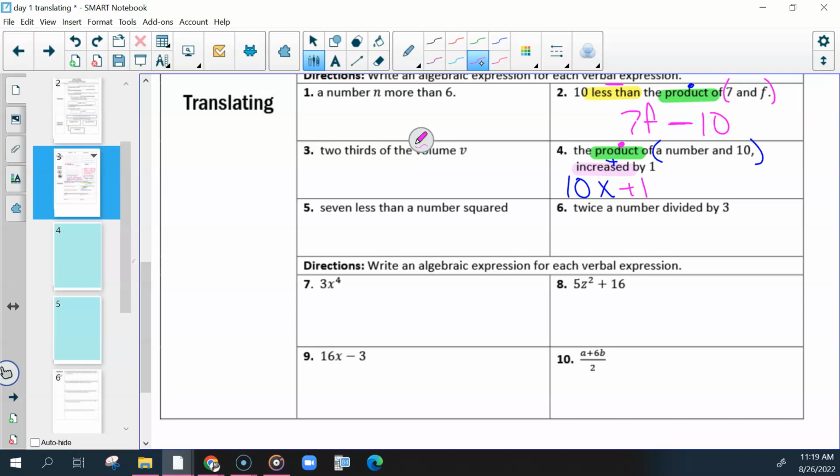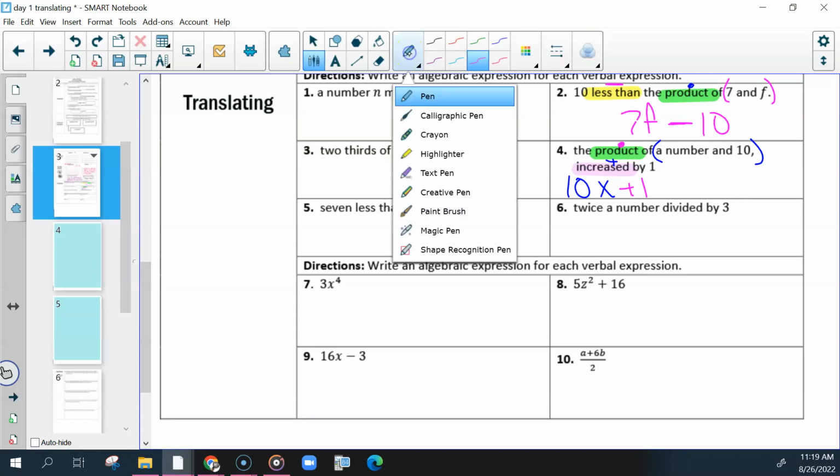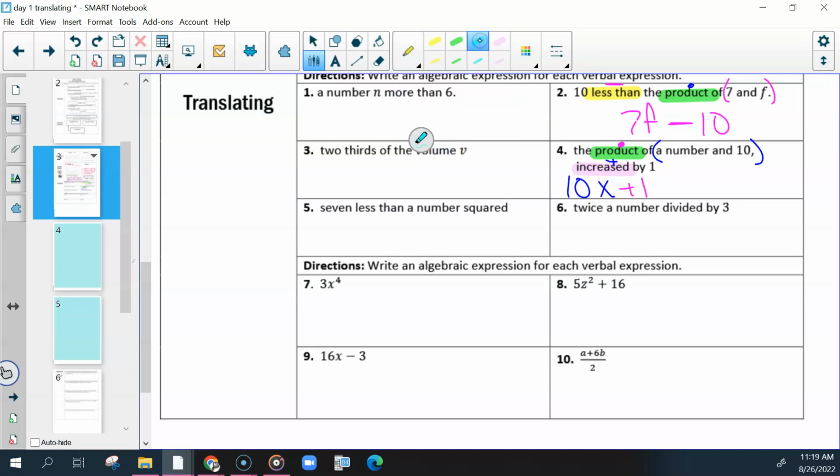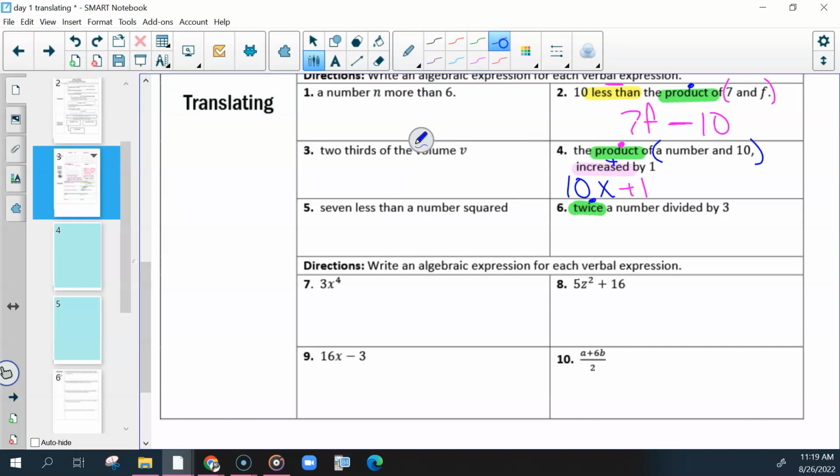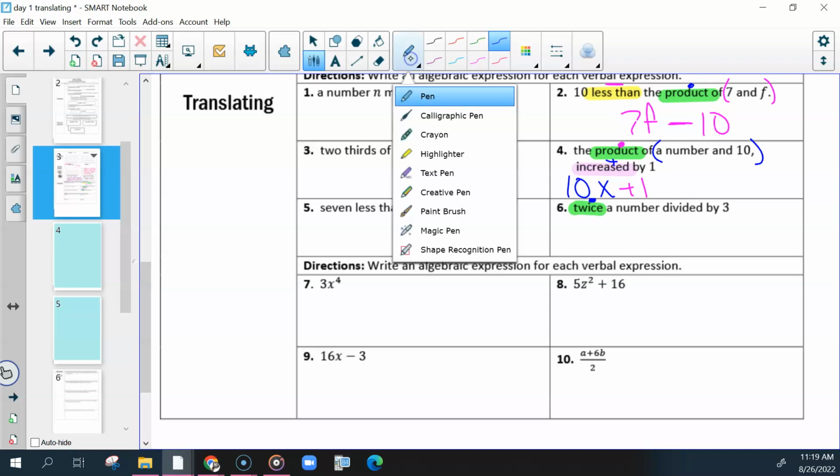Alrighty, let us continue. We're going to move on to number 6. Twice a number divided by 3. What are our operation words? Multiplication. It would be like times 2. Okay, so this twice means times 2. Are there any other operation words? Lily? Divided by obviously means to divide.